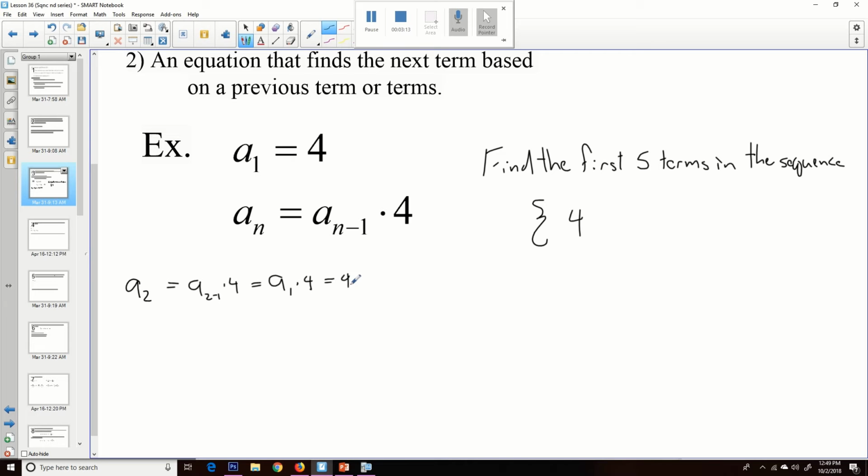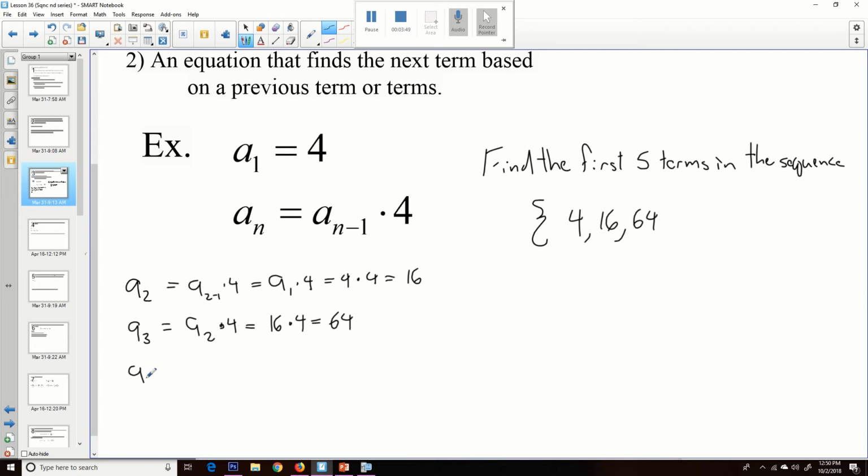So that would be 4 times 4. And we know that 4 times 4 is 16. So our second term is 16. And if we wanted to find the third term, a sub 3, well, if n is 3, then n minus 1 would be 2, times 4. And we just calculated that a sub 2 was 16. So 16 times 4 is 64. So the next term there would be 64.